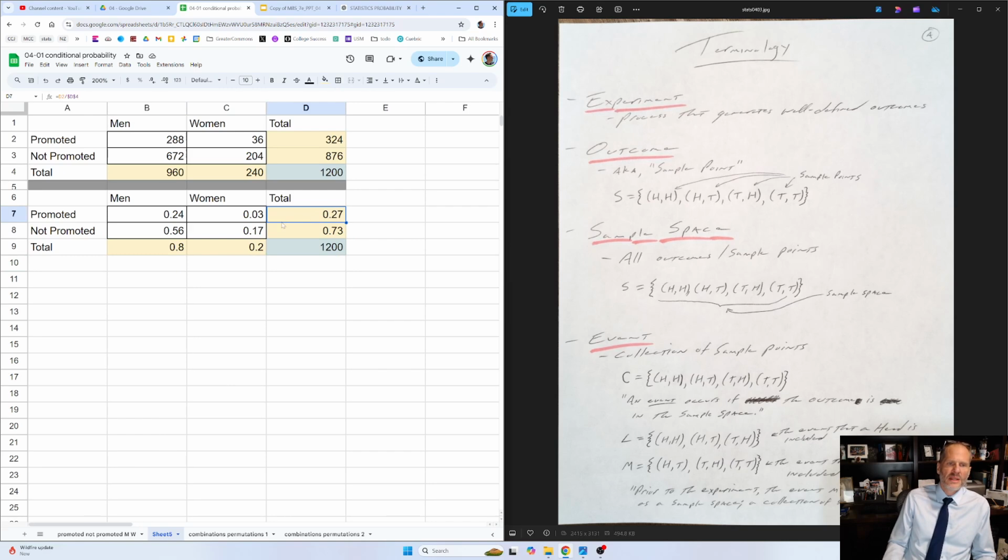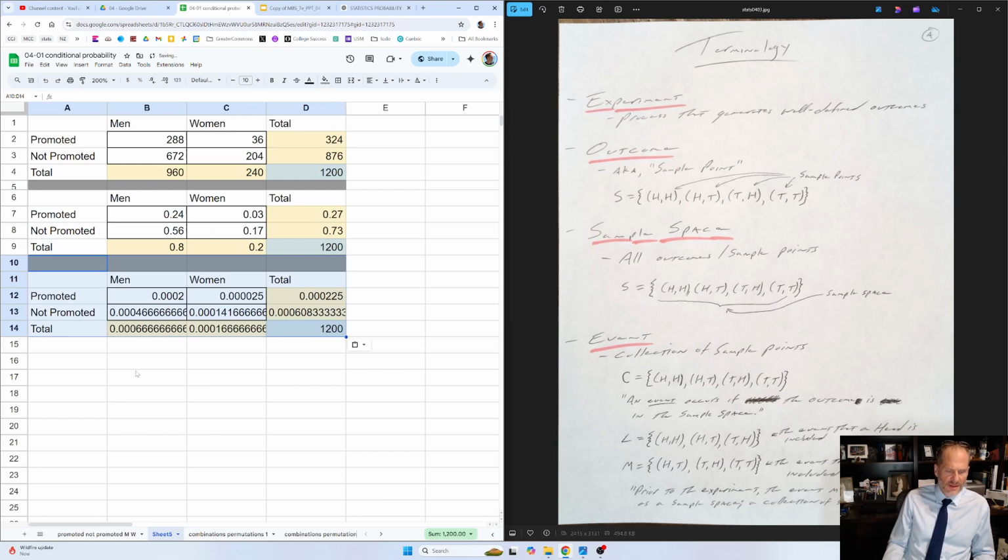So here's the probability that you're a man and that you're promoted. Here's the probability that you're a woman and that you're promoted. And out of everybody, here's the probability that you're promoted. Out of 1,200 people, 27% of them were promoted: 3% were women and 24% were men. Well, if you look at this, you might say, hey, more men are being promoted than women.